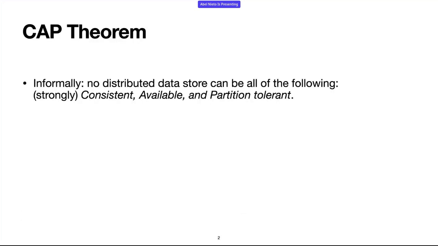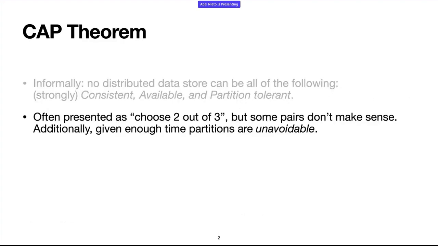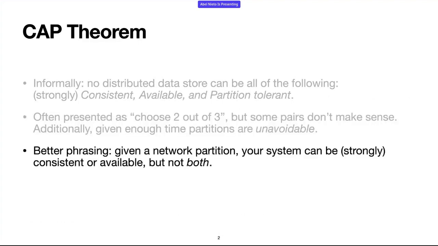So this work on CRDTs is motivated by the CAP theorem. Essentially, the CAP theorem says that in a distributed data store, you can't have all of the following: consistency, availability, and partition tolerance. Usually this is presented as choose 2 out of 3, but more accurately, partitions are unavoidable. And so you really have to choose between, do you want your data structure to be strongly consistent, or should it be available, right? But not both.